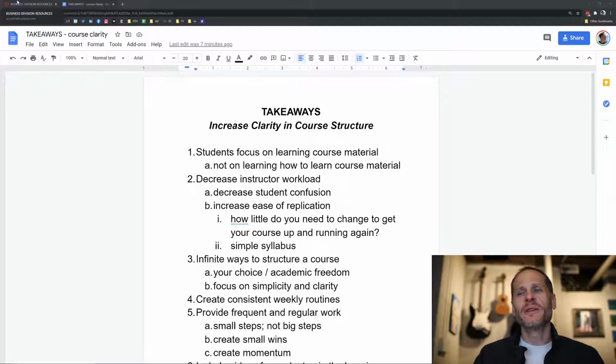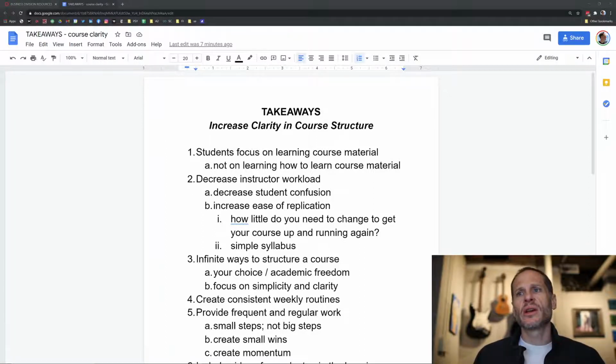There's also infinite ways to structure a course. So that's also an important takeaway to realize. Like, there's infinite ways to structure a course. And it's your choice, right? Academic freedom. But because of that, I really encourage you to focus on simplicity and clarity. And so just holding that concept in your mind, like, bringing that as a goal for when you build an online class, like, how do I make this as simple and clear as possible for the students? If you're thinking about that, you're going to be more likely to achieve that.